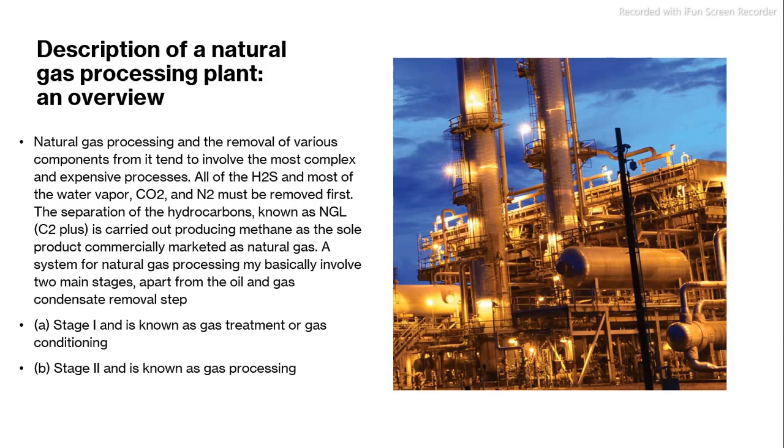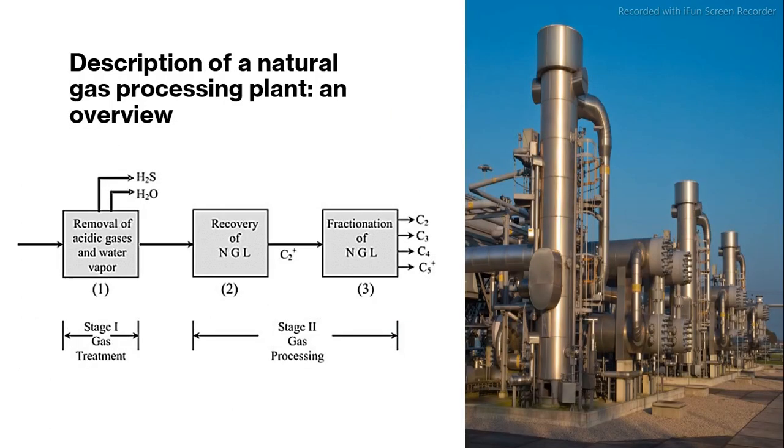A system of natural gas processing basically involves two main stages, which will be shown in the next slide. The first stage is known as gas treatment or gas conditioning. The second stage is known as gas processing, which is the recovery of natural gas liquids and the fractionation of natural gas liquids.